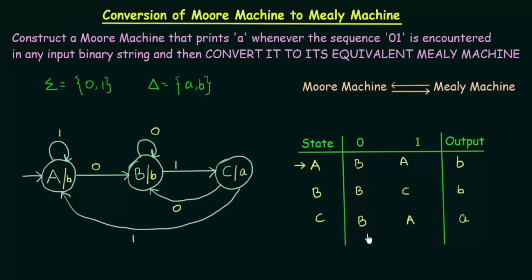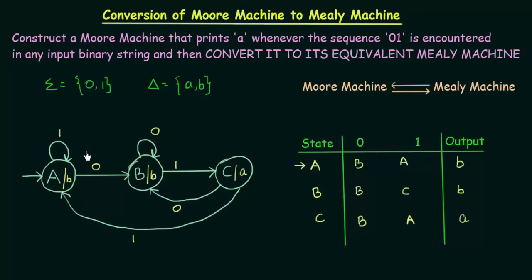Since this is a Moore machine, the outputs are associated to the states, like for example here, A, B and C, and we have the outputs associated to the states given here. Now our task is to convert this to its equivalent Mealy machine. What is the difference between a Moore machine and a Mealy machine? In a Moore machine, the outputs are associated to the states like given here, but in a Mealy machine, the outputs are associated to the transitions. So how shall we change this in such a way that these outputs are associated with the transitions? Let's see how we can do this.